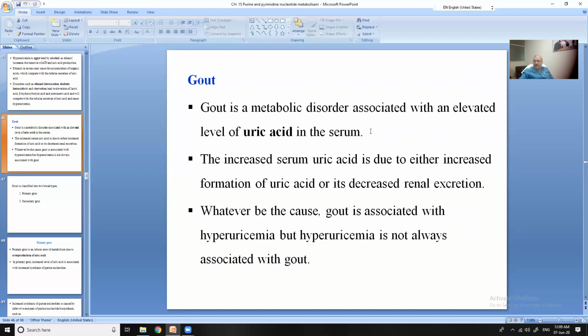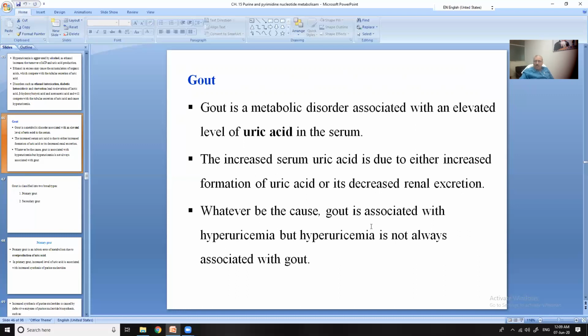Okay, hyperuricemia is gout. The increased serum uric acid is due to either increased formation of uric acid or decreased renal excretion. Okay, got it? Increased formation of uric acid, more and more adenine is coming, more and more guanine is coming. And decreased renal excretion, competition is there. And if renal excretion is lowered or hampered, then it is elevated in the blood.